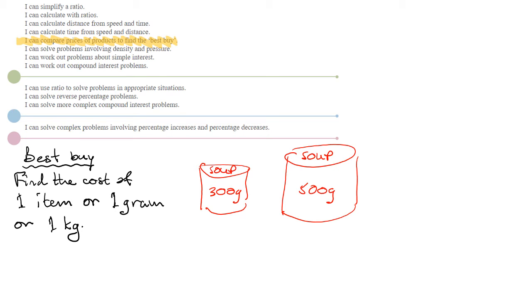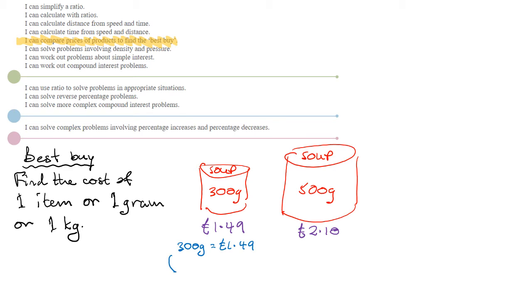And let's say that the small can of soup costs £1.49, and the large can of soup costs £2.10. And the question is, which one of those is the best value for money? So what we're going to do is find the cost of, let's say, 1 gram of soup. So here I've got 300 grams, here's 149.